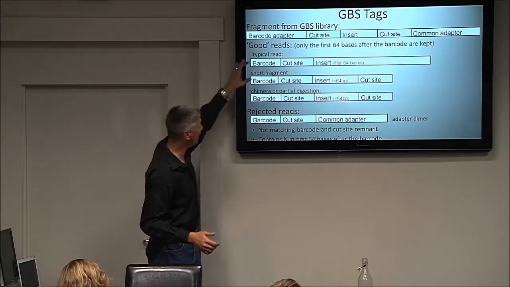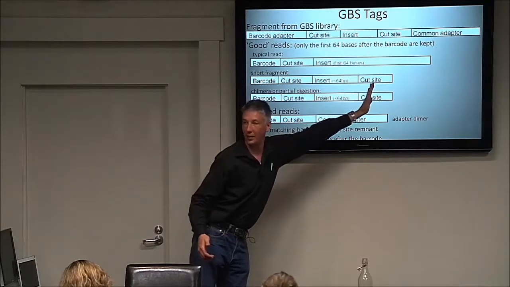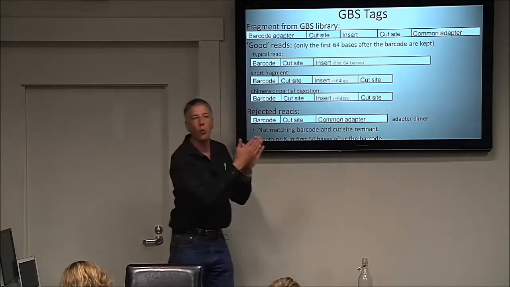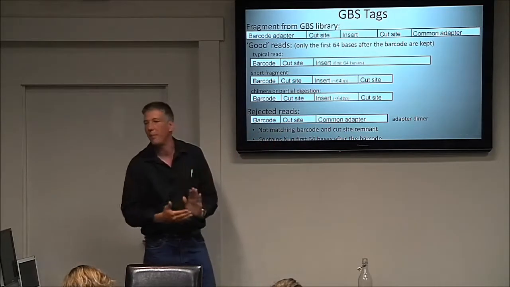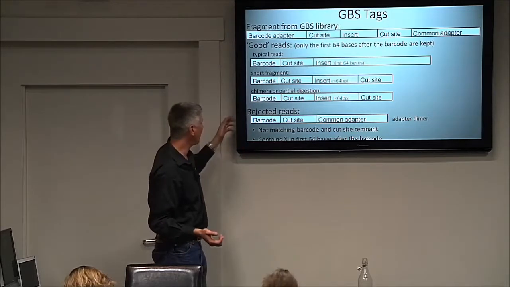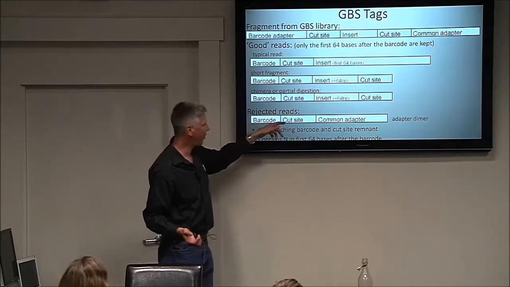So we can still use it, but what we would do is we would trim it at the end, and we say, okay, if we see another cut site followed by some more of your insert DNA, we're going to just ignore the rest of that because we just can't be sure what it means. And then we have some rejected reads. This is the barcode followed by the cut site.